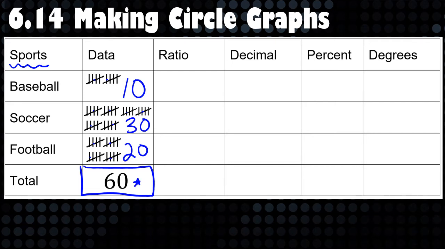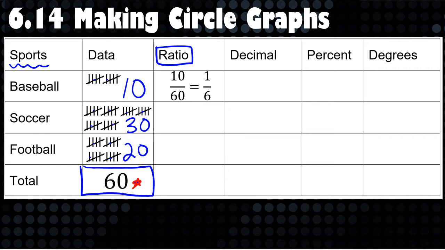So that's the very first step in making a circle graph. Next up is we need to figure out what the ratio is. So the ratio, we're going to write all of these ratios as fractions. We're going to take the part as the numerator, and everything is going to be out of our total, which is 60. And so here I can write baseball as 10 out of 60. And then I simplify by dividing the top and bottom by 10, and I can write that fraction as 1 out of 6, or 1/6.